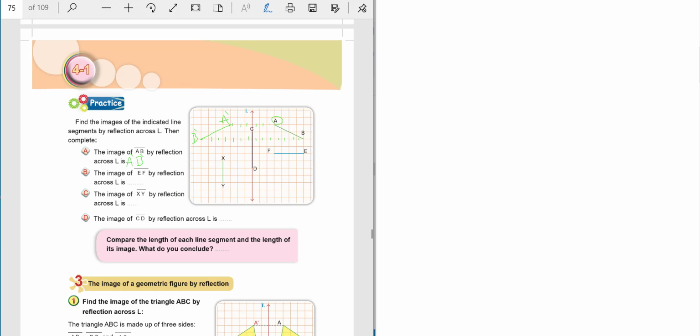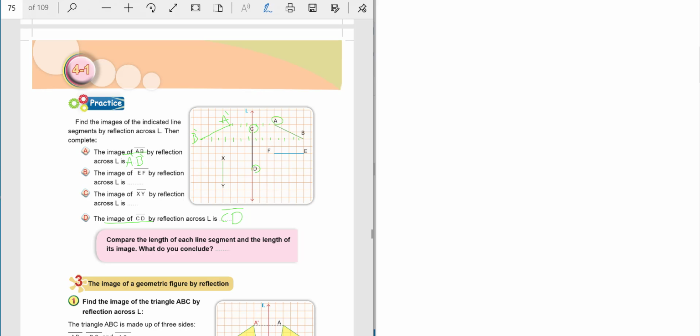And if we find the image of C, D: C belongs to L, so the reflection of C is C, and D also belongs to L, so the reflection is also D. So the image of segment C, D by reflection across L is segment C, D.